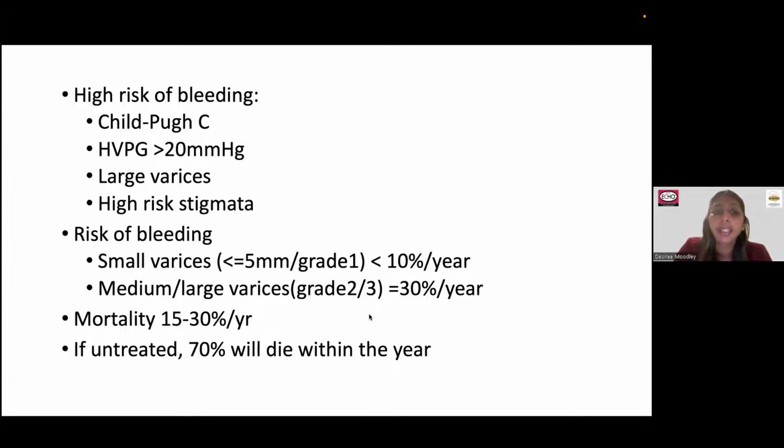So with small varices, less than 5 millimeters or a grade 1, less than 10% a year. But once they become larger, so grade 2 or 3, it's up to 30% a year. And the mortality is 15 to 30% a year. And if untreated, 70% will die within the year. So it's a very important preventable cause.